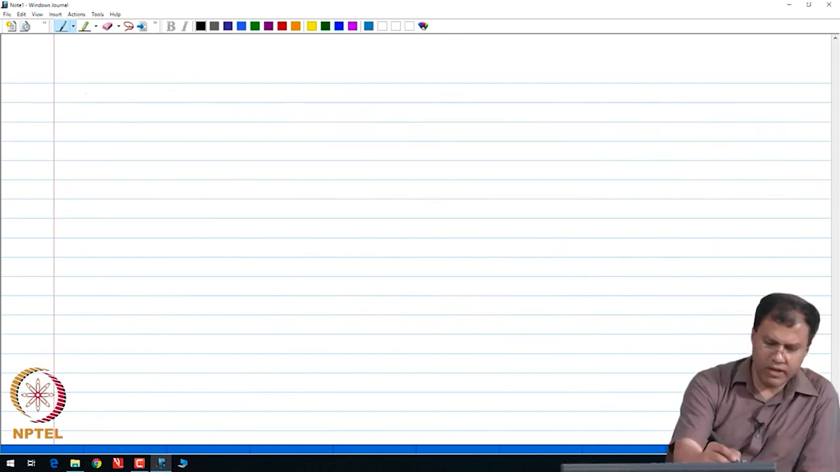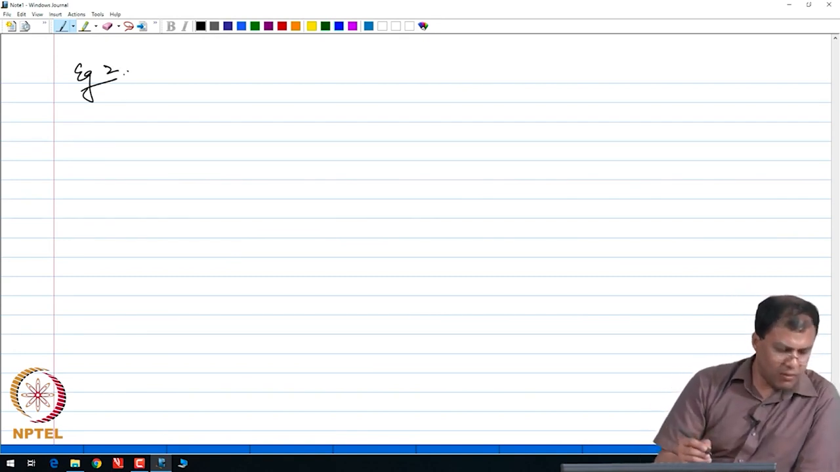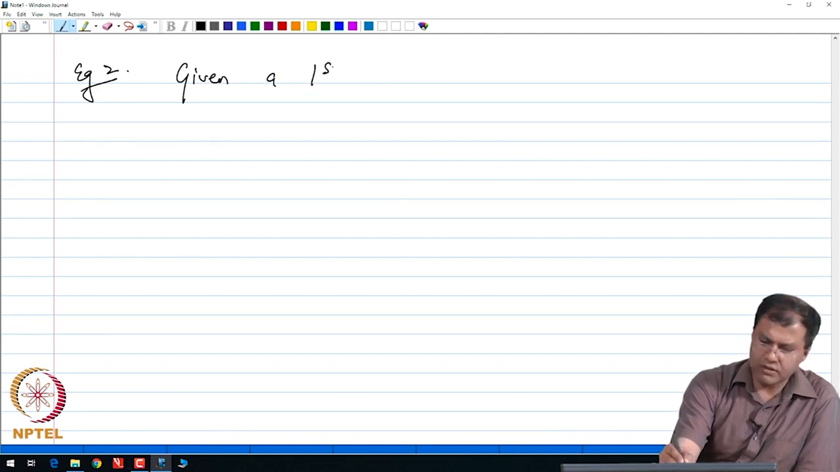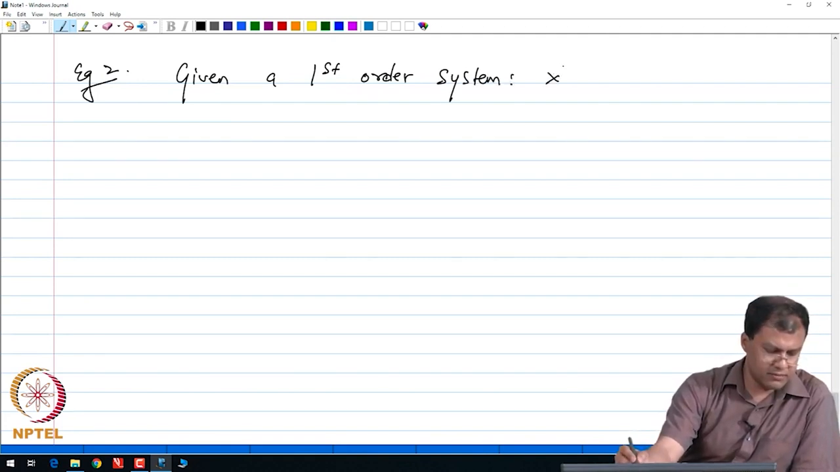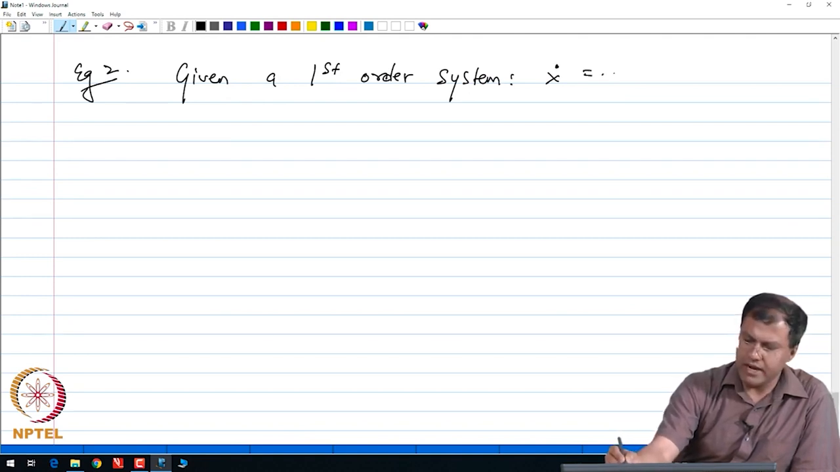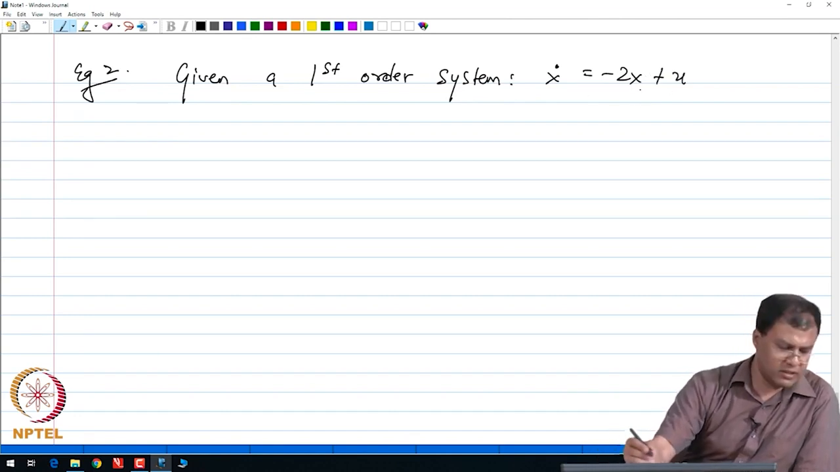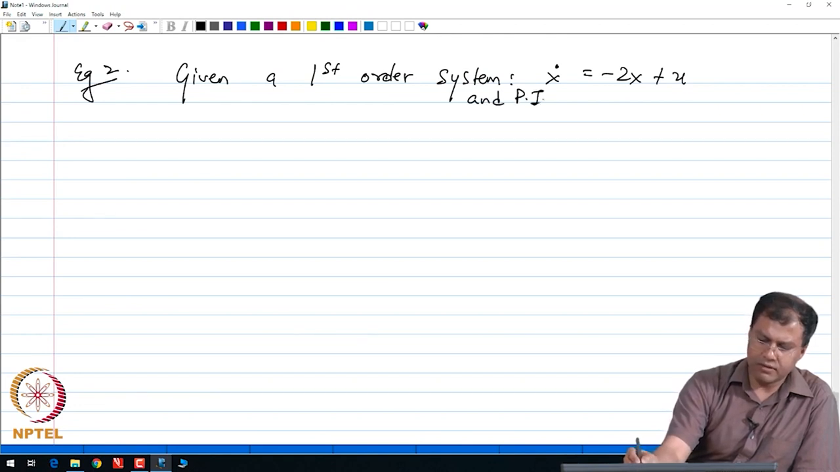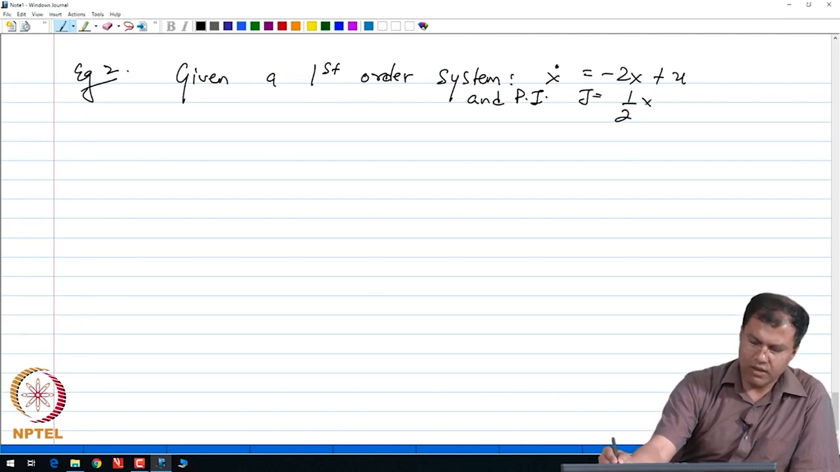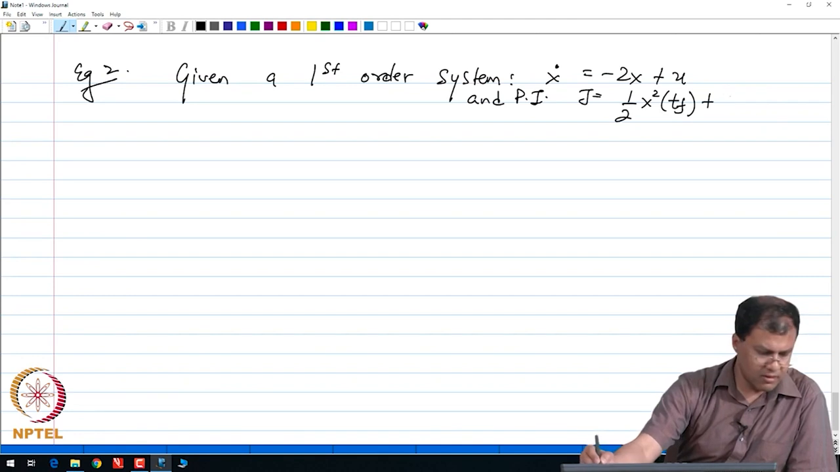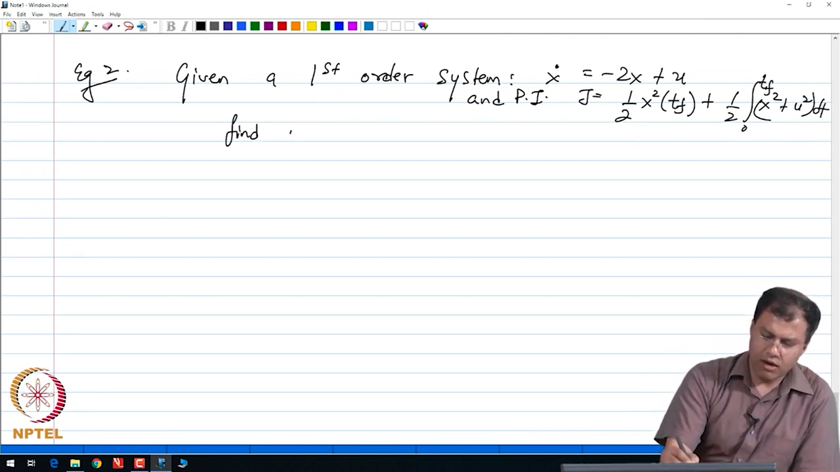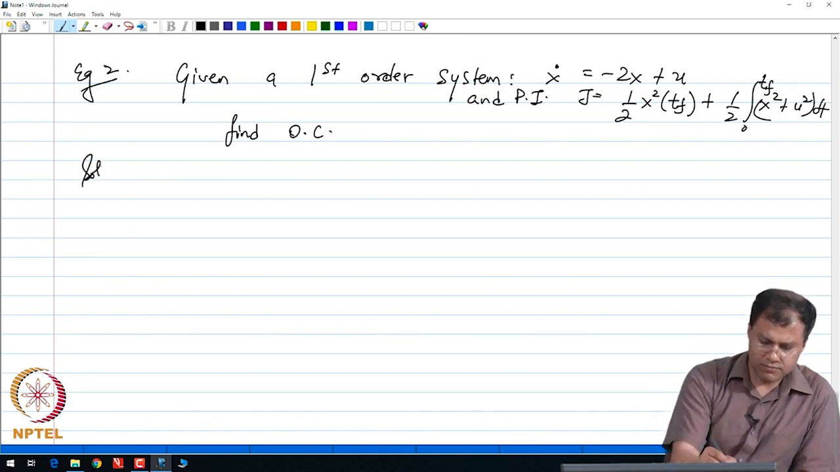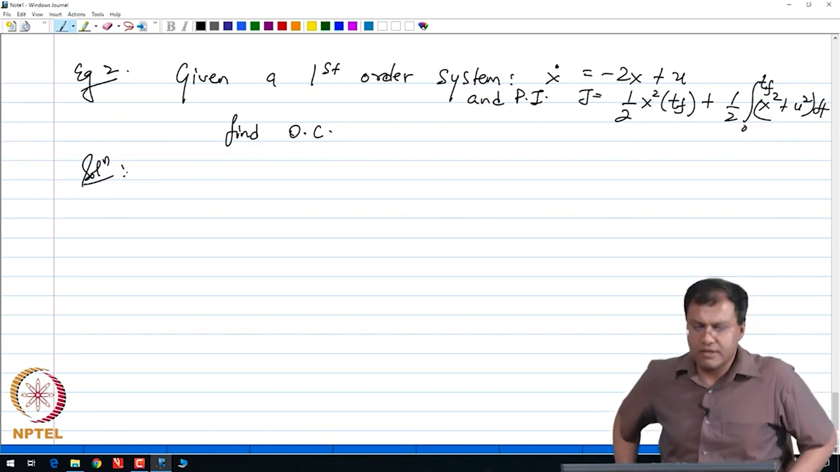So, the problem says the following. This is our example number 2. Given a first order system, x dot is minus 2x plus u, typically all functions of t, and my performance index J is equal to half x square at t_f plus half integral from 0 to t_f of x square plus u square dt. Find the optimal control. So we need to find the optimal control for this setup. It is a one variable problem.